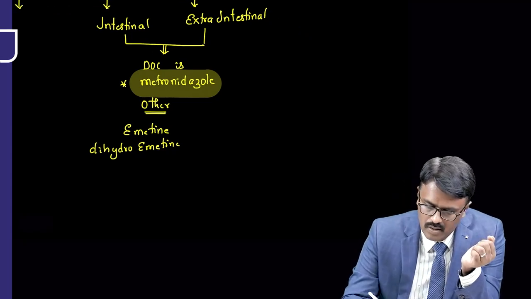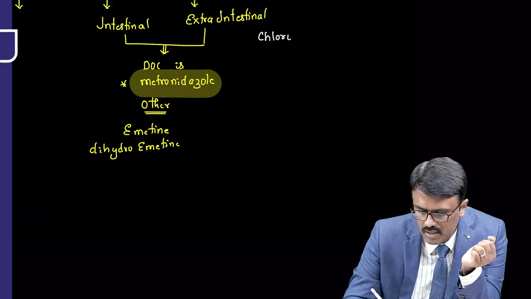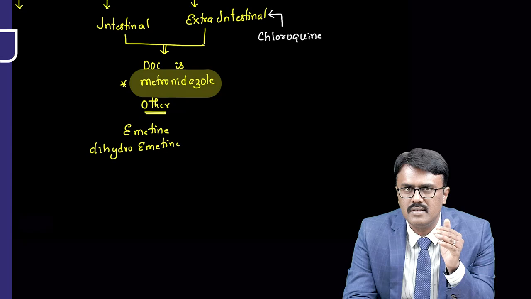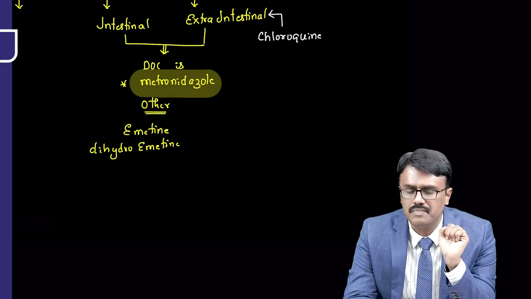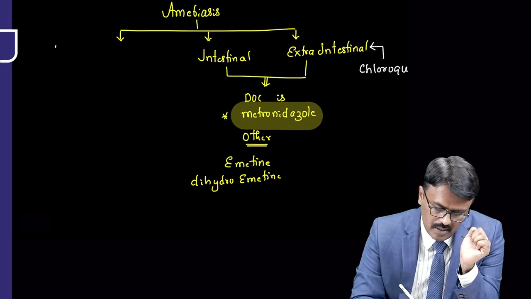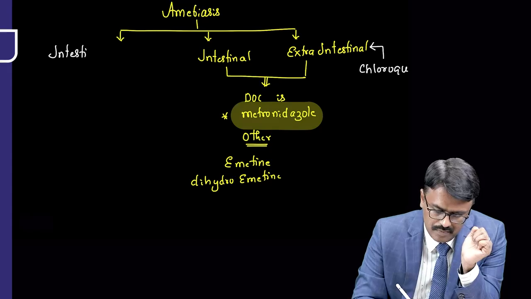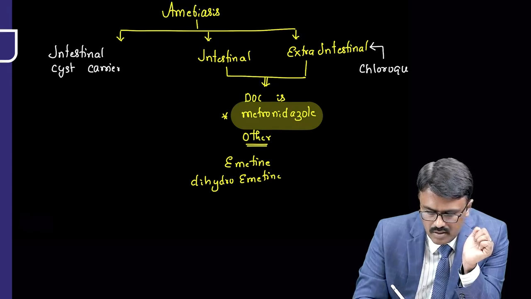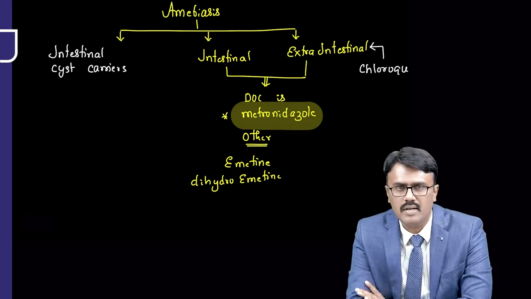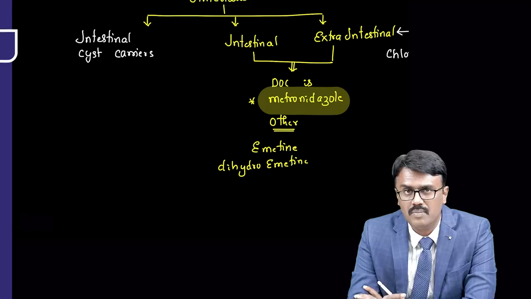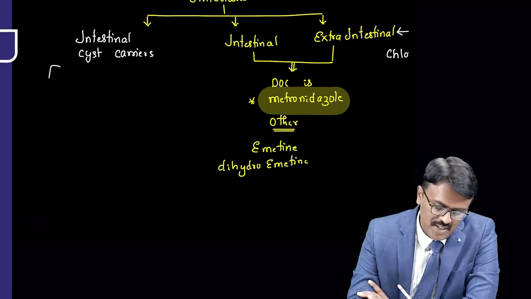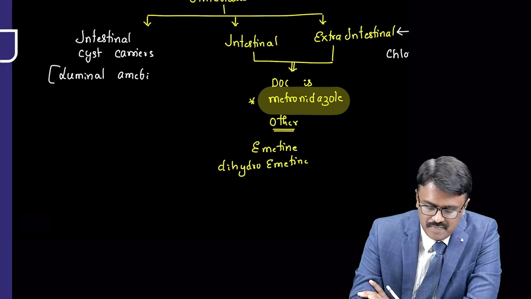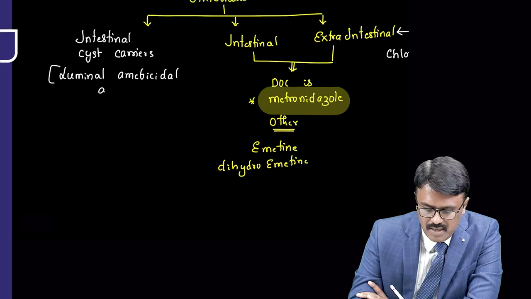Now there is one drug called chloroquine. We know that it is used in malaria, but it is also effective for one more condition, extraintestinal amoebiasis. It is not a drug of choice, but it can be used. Now another important aspect is the intestinal cyst carriers. They can transmit the infection to others, and it's important we kill them, not the patient. Kill the cyst. So these drugs are called luminal amebicides.